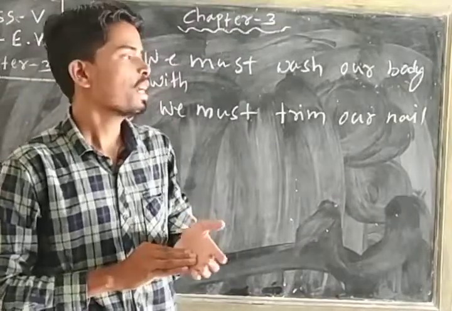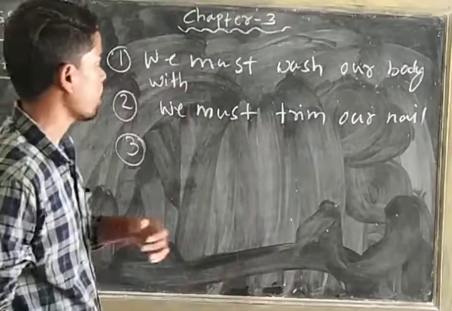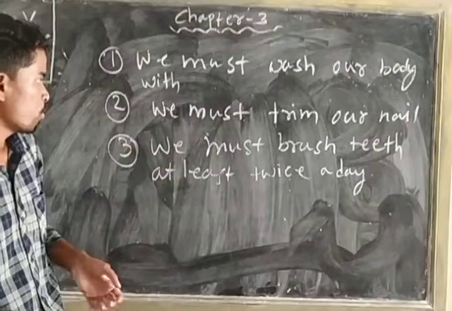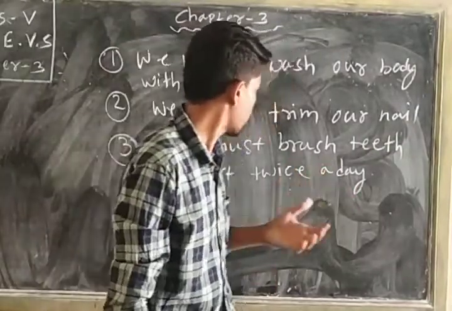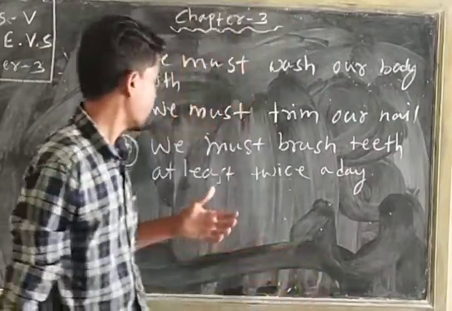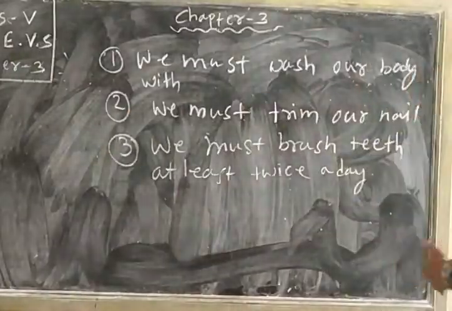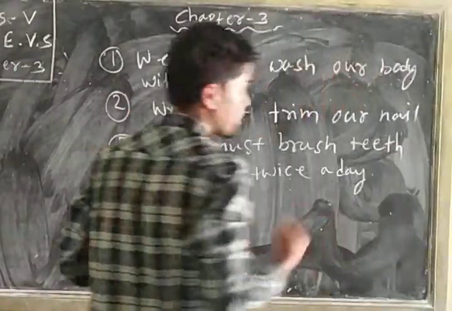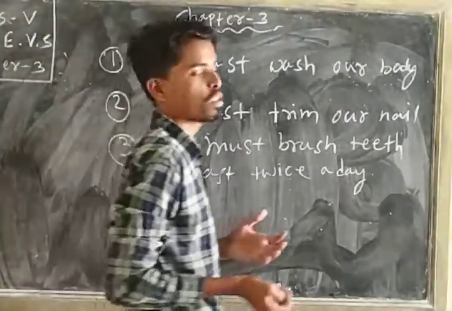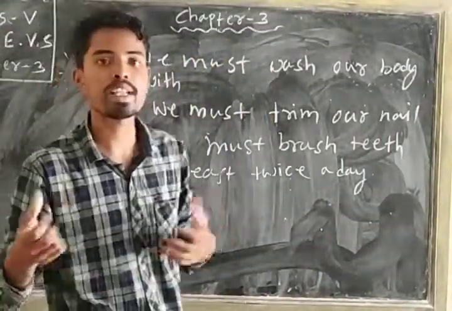Okay, and the next point, we must brush our teeth at least twice a day. Okay, and another point, we use different types of prevention activities that include our surroundings. We should clean our surrounding area. Okay, so that prevents us from different diseases.